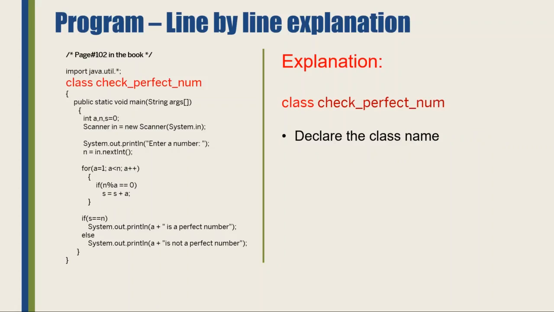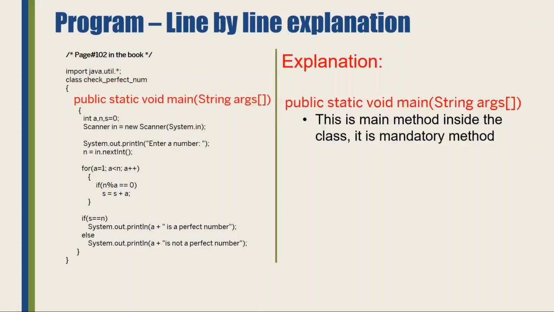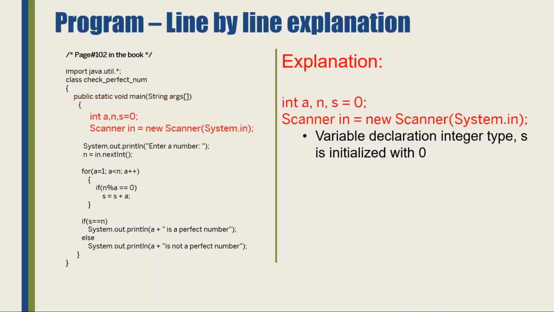I gave it as check underscore perfect underscore num. Moving on, we have the main method. Please note that the program execution starts with this method. Next, we have the variable declarations. We have three integer variables, a, n, and s. Variable n is used for the user input. Variable a is used in the for loop, and if you notice, s is initialized with 0, and it is used to add and store the factors of that number.